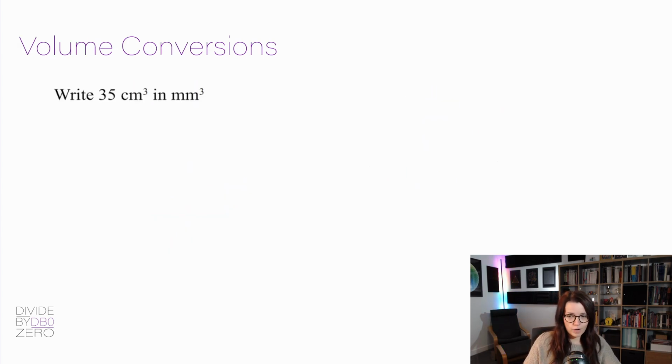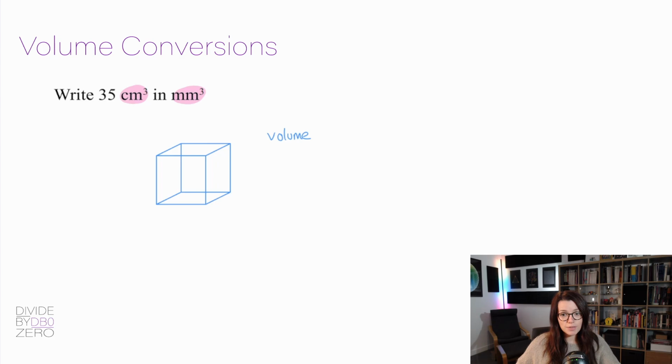First example, write 35 centimeters cubed in millimeters cubed. So this time, because we're talking about volumes, and I know that because it's centimeters cubed and millimeters cubed, instead of drawing a square, we actually want to draw ourselves a cube so that it's in 3D. And we want to think about the volume of this cube. Let's put the bigger unit on first, which is centimeters. 1 centimeter by 1 centimeter by 1 centimeter.